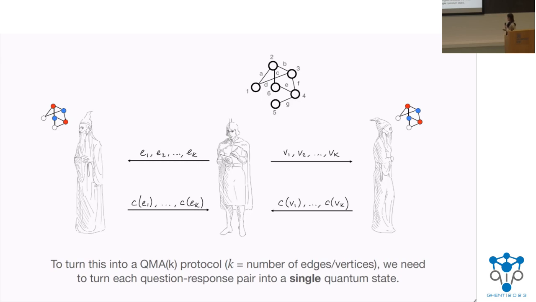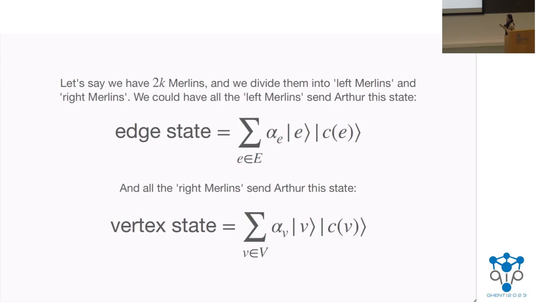So we need to turn each question and response pair into a single quantum state, because in the QMA2 model, we only have one-way communication. Merlin sends stuff to Arthur, and we don't get to say anything back, right? Okay, so let's say we have 2K Merlins.